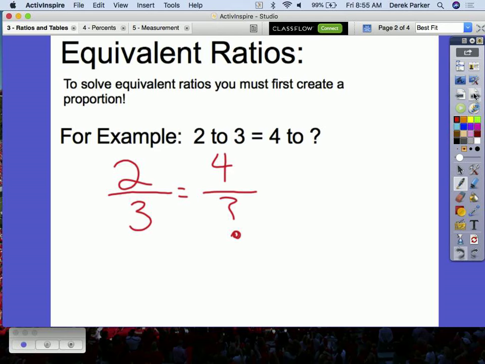So I set this proportion up and I think to myself, how did I get from 2 to 4? Well, a proportional relationship is a multiplicative relationship, so I either multiplied or divided. Well, 2 times 2 is 4. So whatever I do to the numerator to get to the 4, I also do to the denominator. So my missing value is 6. So 2/3 is equivalent to 4/6.